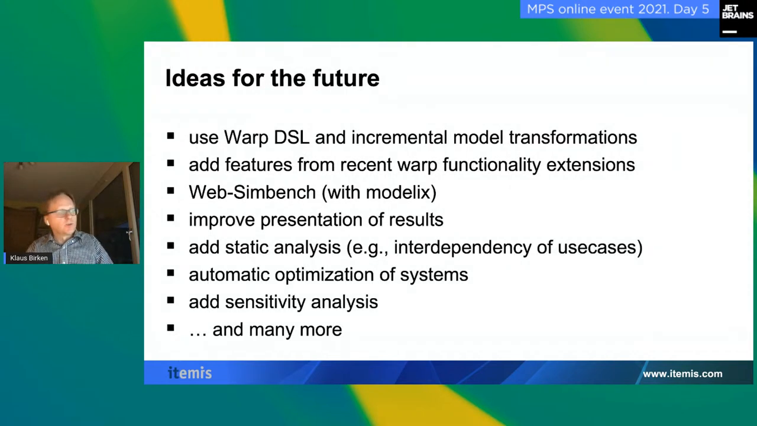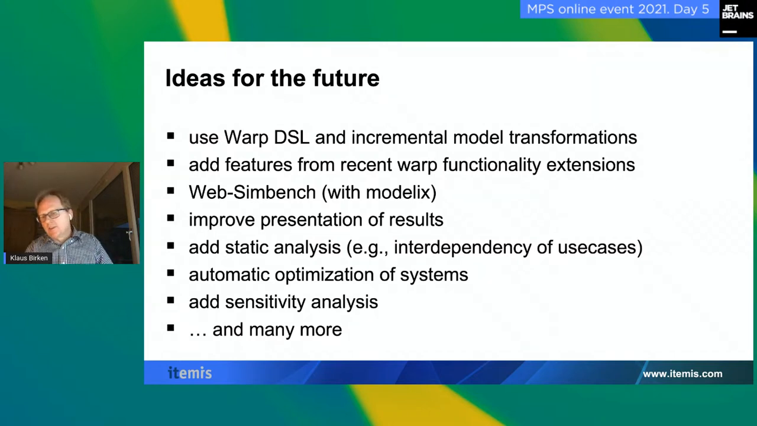There's a long list of ideas for the future. The first one I mentioned already, so we want to use incremental model transformations and map it on this intermediate language to be more flexible. And also there were some functionality extensions of the warp simulator, which are not supported by the Simbench yet. And obviously, system engineers also would like to work in the browser. And so Modelix, this would be a good example for prototyping with Modelix. And I think I mentioned most of them.